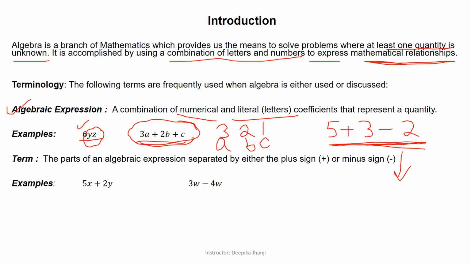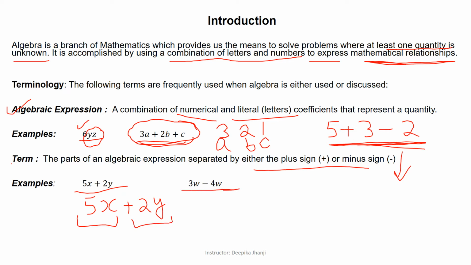Next is term. Terms are the portions of algebraic expressions separated by plus and minus signs. For example, if I consider the first expression, it has two parts: 5x, and the second part is 2y, and they are separated by a plus sign. So here the first term is 5x and the second term is 2y. Again, the second expression has two terms. The first term is 3w and the second term is negative 4.